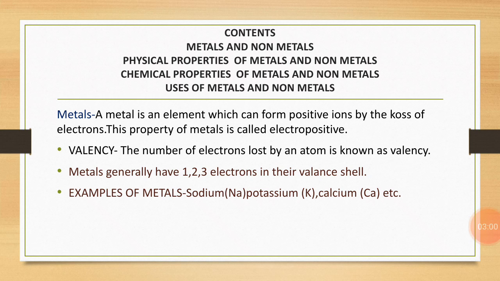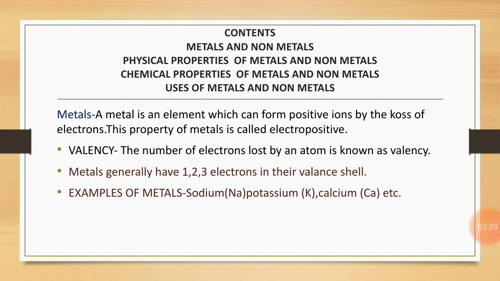So they form electropositive ions by losing electrons, and they generally have 1, 2 or 3 electrons in the outermost shell. The electrons found in the outermost shell are known as valence electrons. So they have mainly 1, 2 or 3 valence electrons in their outermost shell. They can lose 1, 2 or 3 electrons very easily to form electropositive ions. So we can say that they have the tendency to form electropositive ions. This is one of the most important features of metals.